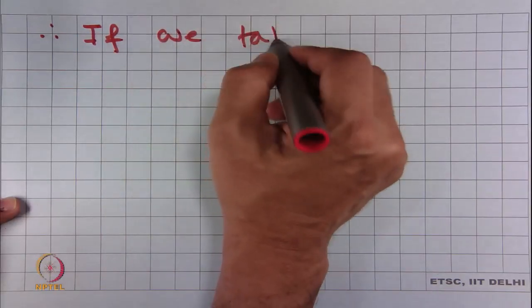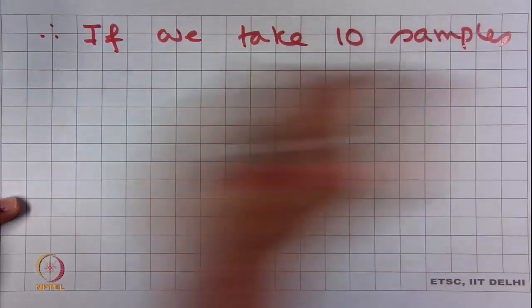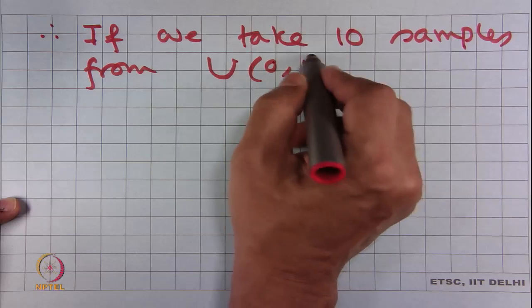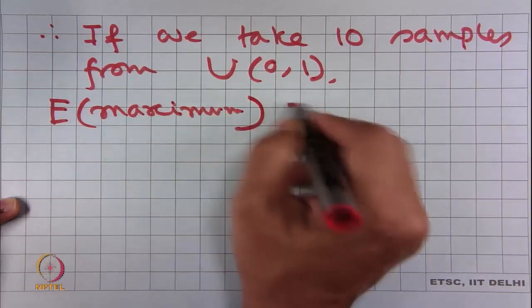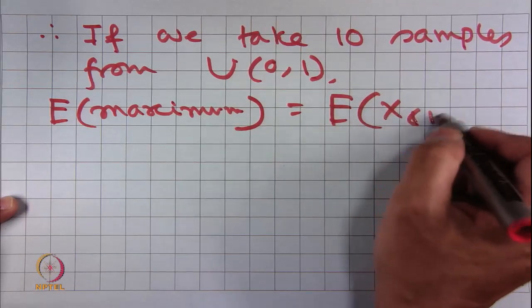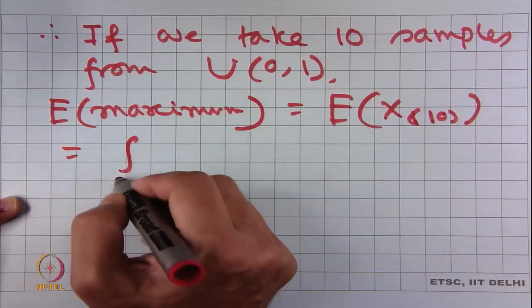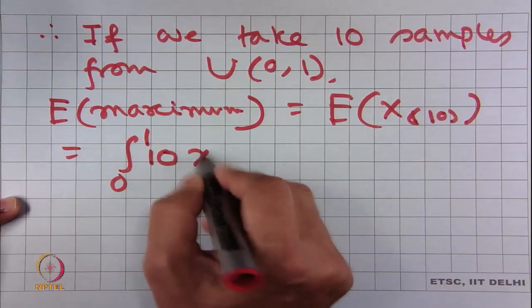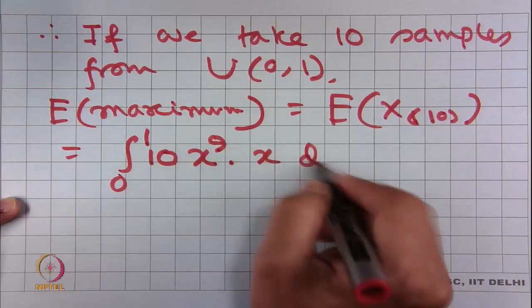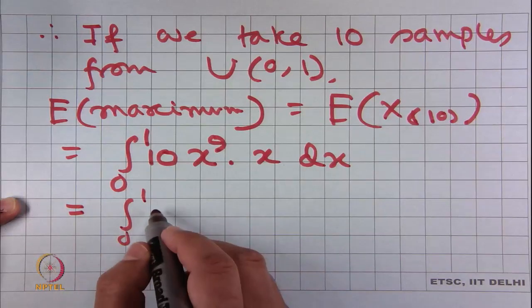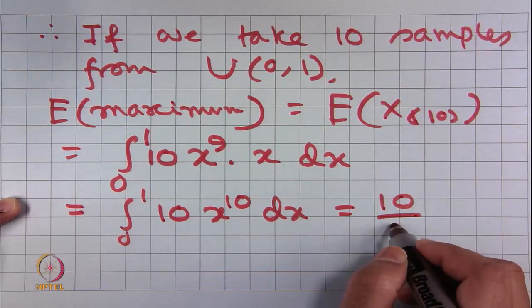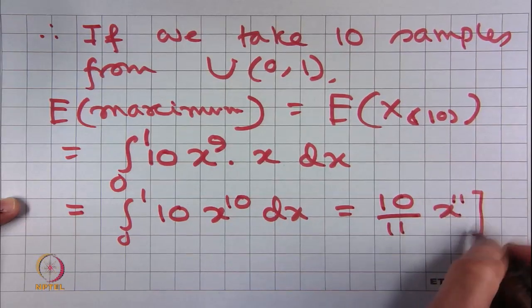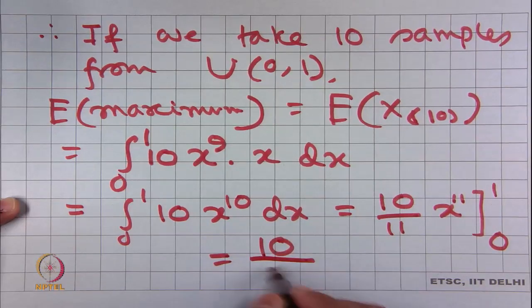Or in other words, if we take ten samples from uniform 0 1, then the expected value of the maximum is equal to the expected value of X_10, which is the integral from 0 to 1 of 10 x^9 multiplied by x dx, which is the integral from 0 to 1 of 10 x^10 dx, which is equal to (10/11) x^11 evaluated from 0 to 1, which is equal to 10/11.